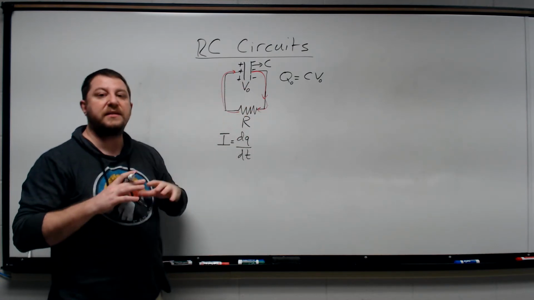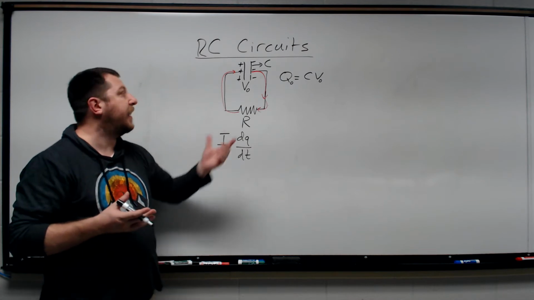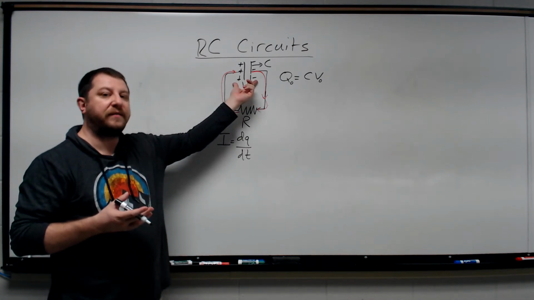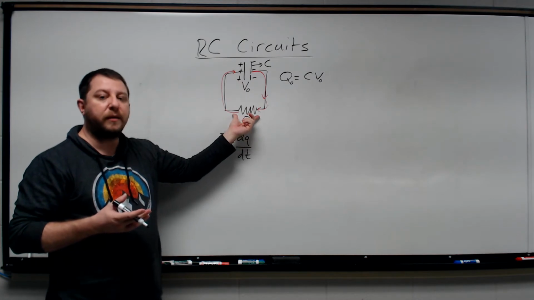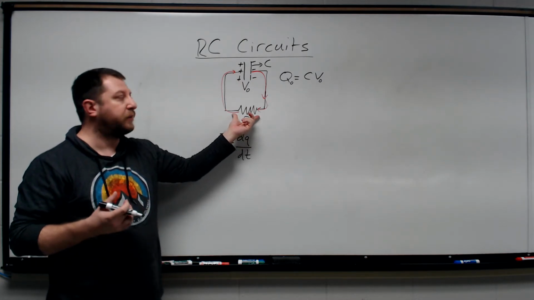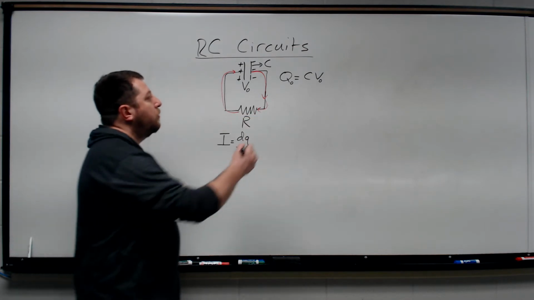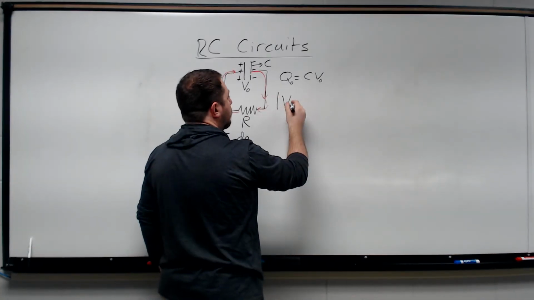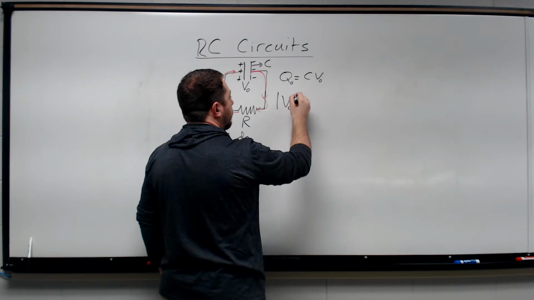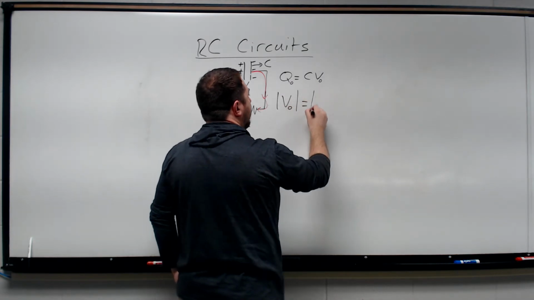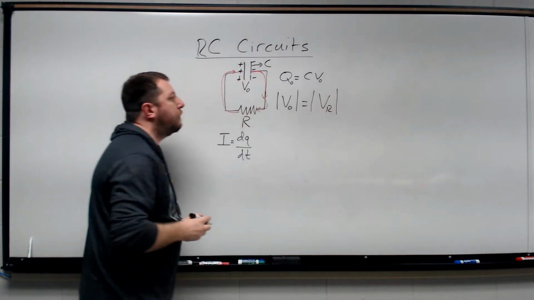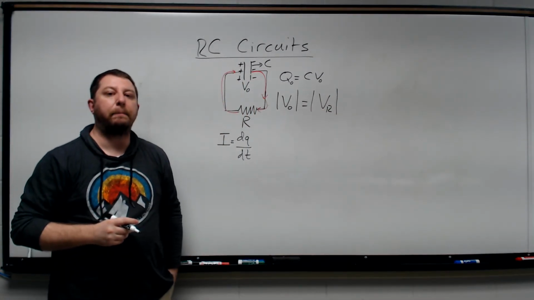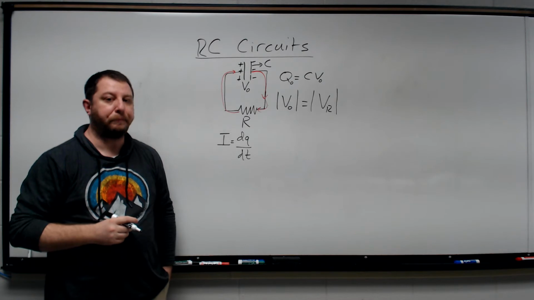But this is qualitatively no different. I have a source of voltage, even if that voltage is variable, and therefore the only component that it's hooked to must feel that voltage. So the voltage across the capacitor must equal the instantaneous voltage across the resistor in magnitude. Their absolute values must be the same.